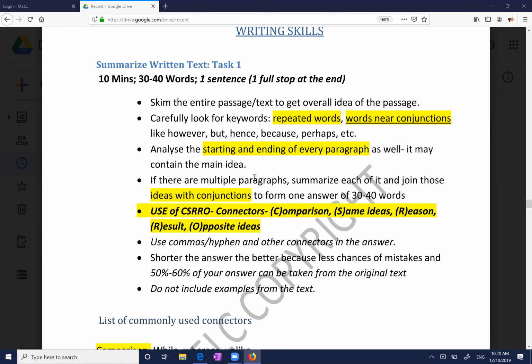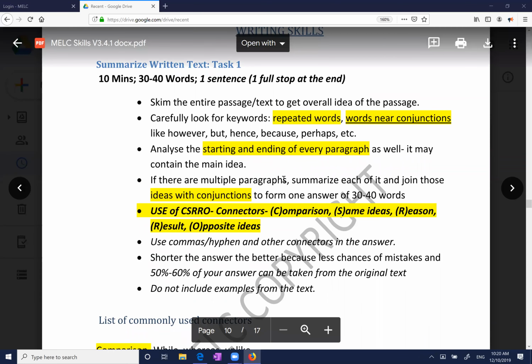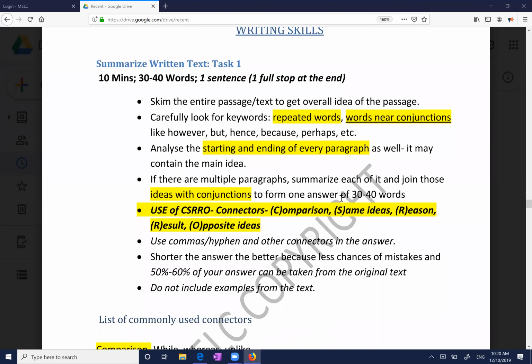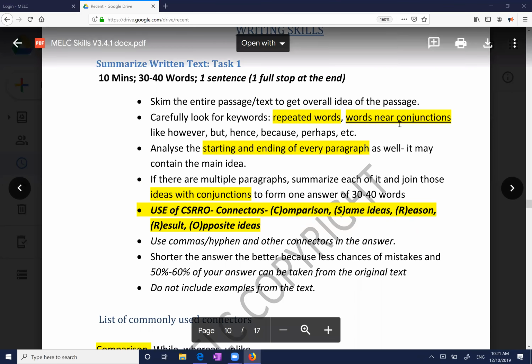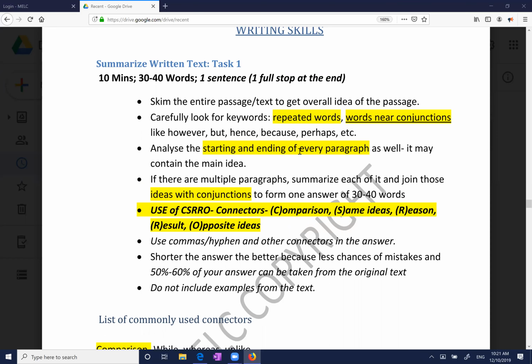Okay, so writing task one. These are the skills. If you see in front of you, you have to make sure that you understand the overall idea of the passage. For the highest band score, which is 8 bands or maximum scores, you will need to know that whatever you write, it is the main idea, number one. Number two, you should always look for the main idea by looking at repeated words, words near conjunctions, and the starting and ending of every paragraph.